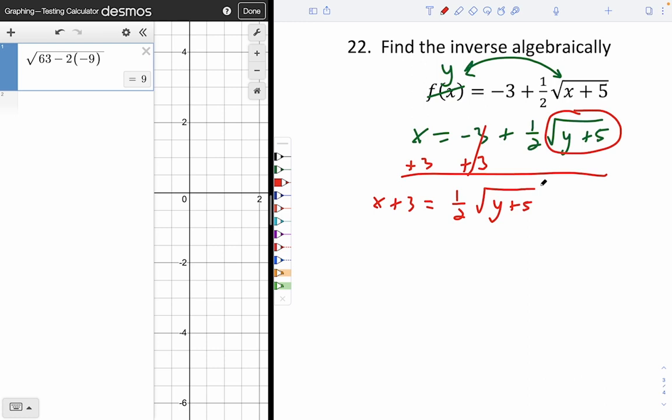Then the easiest way to get rid of a fraction, we talked about this on Friday, is to just multiply by its denominator. So to get rid of this fraction, I would just times both sides by its denominator. The denominator 2 will cancel with the 1/2. On the left-hand side, I times by 2 to get 2x plus 6 equals square root y plus 5.